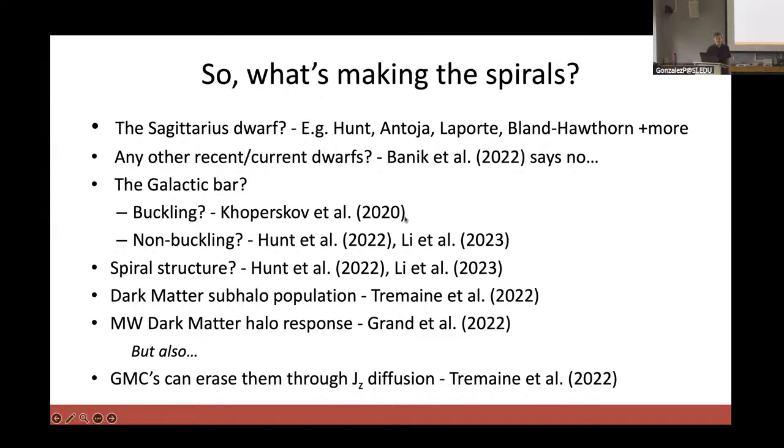Could it be the galactic bar? Well, Sergey Khoperskov in Germany had a paper where if the bar buckles, you get these ripples spread out across, which behave in this way. But you need it to be a relatively recent buckling, and there's no other evidence in the inner galaxy of having such a recent buckling event.